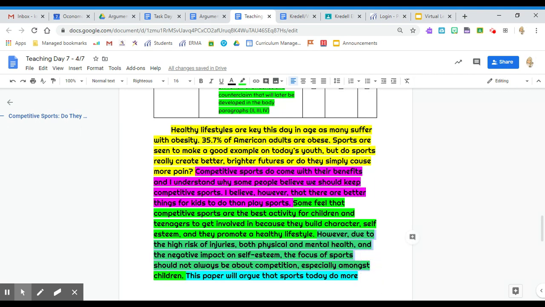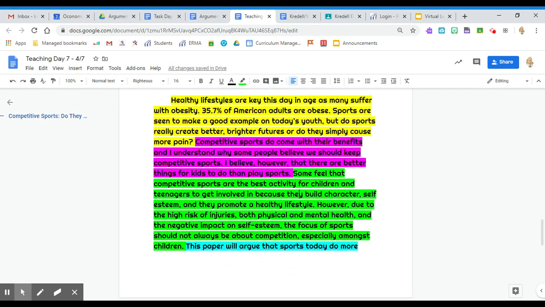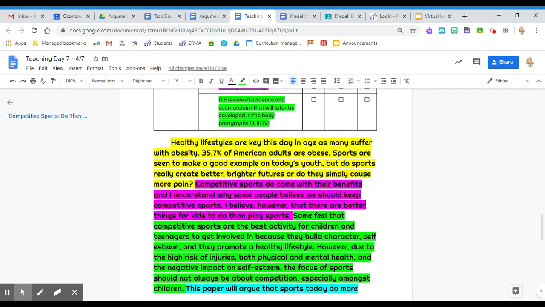Okay, so those are my paragraphs. Notice that I didn't say in paragraph 1, I will talk about this. In paragraph 2, I will talk about this, right? I didn't do that, and I don't want you to do that either. I want you to really thoughtfully think about how can I introduce my evidence without just saying this, then this, then this. And then lastly, my claim, right?